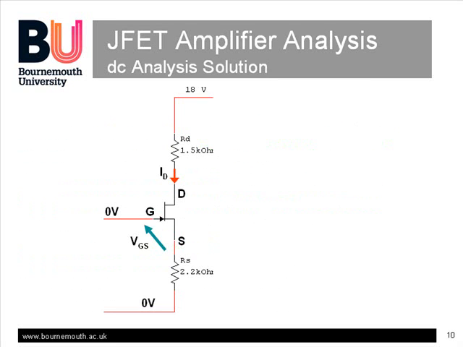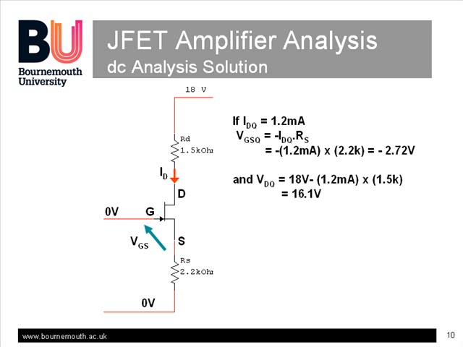Now the only thing left to do is to choose between the two possible solutions. To do this, we simply need to put the values found for ID back into the circuit to see which one works. The first possible solution of IDQ is 1.2 milliamps gives a quiescent gate voltage of minus 2.72 volts. This is within the permissible range of 0 out to the pinch-off at minus 4 volts. The drain voltage works out as 16 volts, which is a bit high, but okay provided the output signal voltage is less than a volt or two.